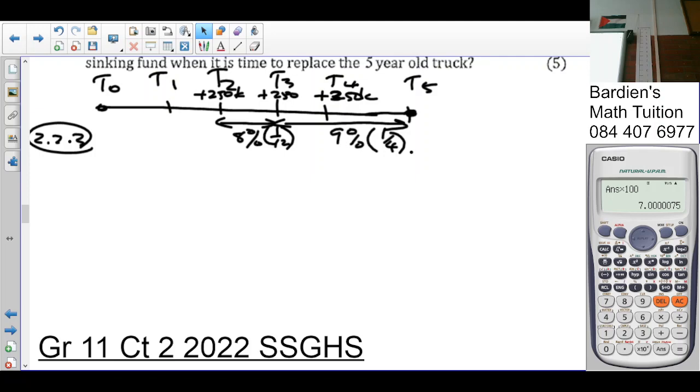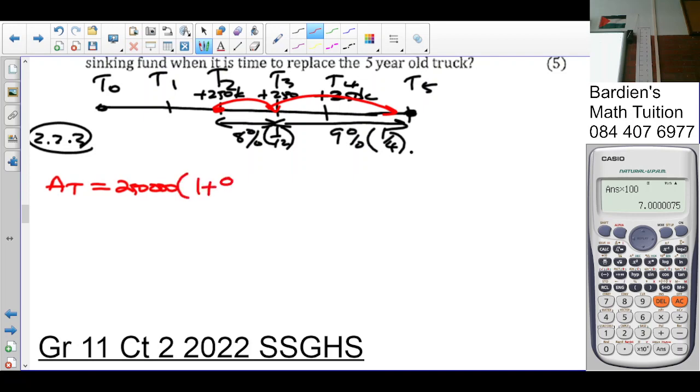Alright, so what we do is we're going to consider that 250,000 rand. It must first be for 1 year at that interest rate, and then the interest rate changes. So A total is going to be 250,000 into 1 plus 8%, so 0.08 over 12 to the exponent 12 times, and that is for 1 year, into 1 plus. The interest rate then changed to 9%, so 0.09 over 4 to the exponent 4 times, and that is for 2 years plus.